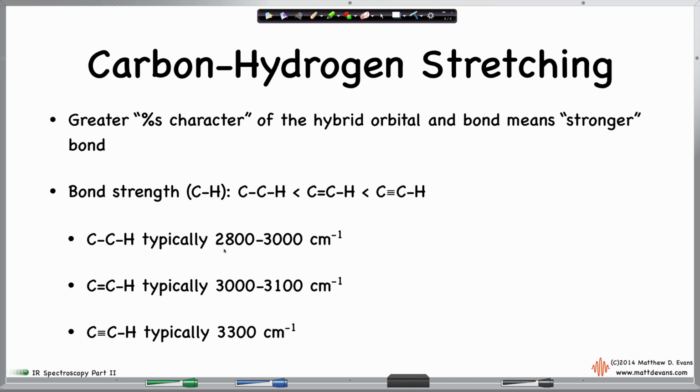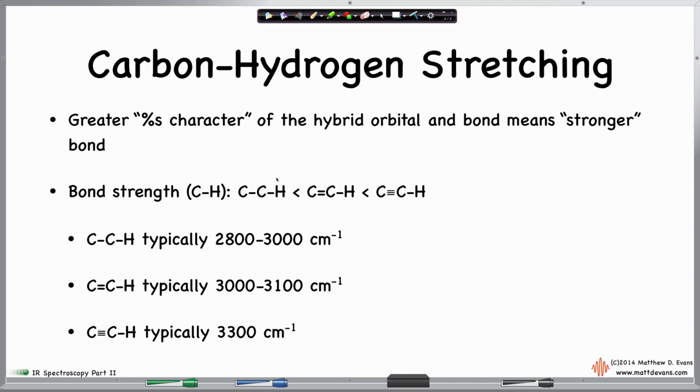Now, why is it that this is the lowest wave number, middle, and highest wave number? These frequencies where we see absorptions are proportional to the strength of the bond. So with 3300, that means that this bond is the strongest, so to speak, and this one's the weakest. And it relates to, once again, something that pops up. It rears its ugly head from time to time.